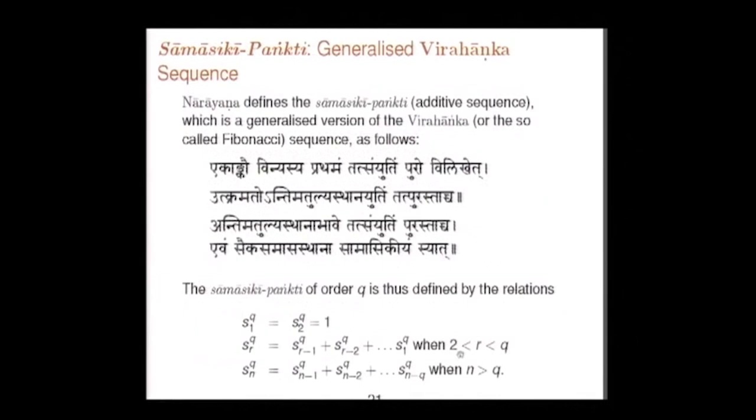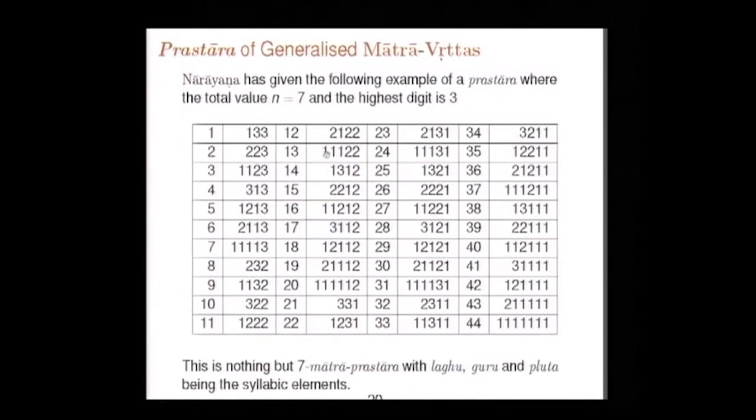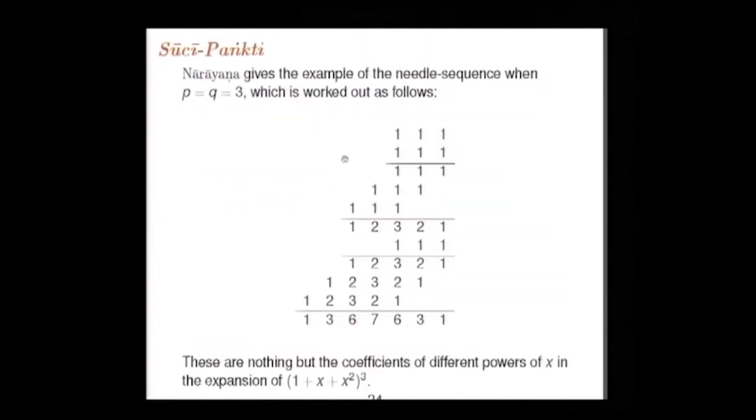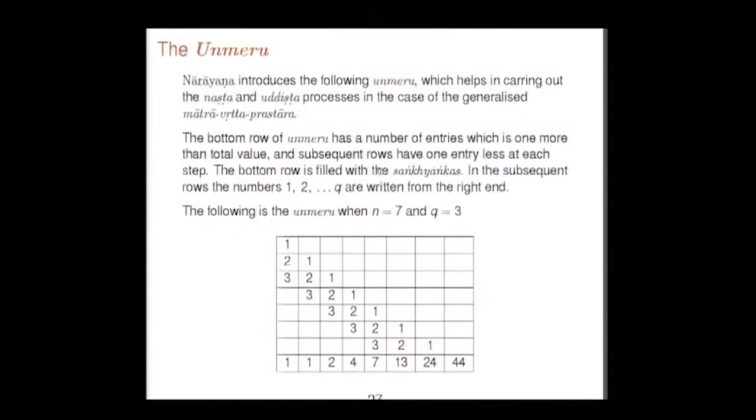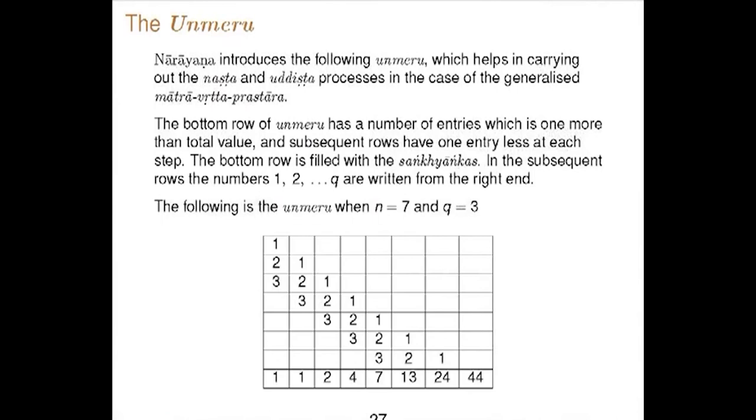The Nashta Uddishta problem is, we have this prastara, I want to know where does 1, 1, 2, 1, 2 appear, or I want to know what is the 39th row. This problem I want to solve, and Narayana solves this with the Unmeru. So you put these sankhyankas 1, 1, 2, 4, 7, 13, 24 at the bottom, and from the top write 1, 2, 3 to the left. You are considering q is equal to 3, so you write 1, 2, 3 to the left.